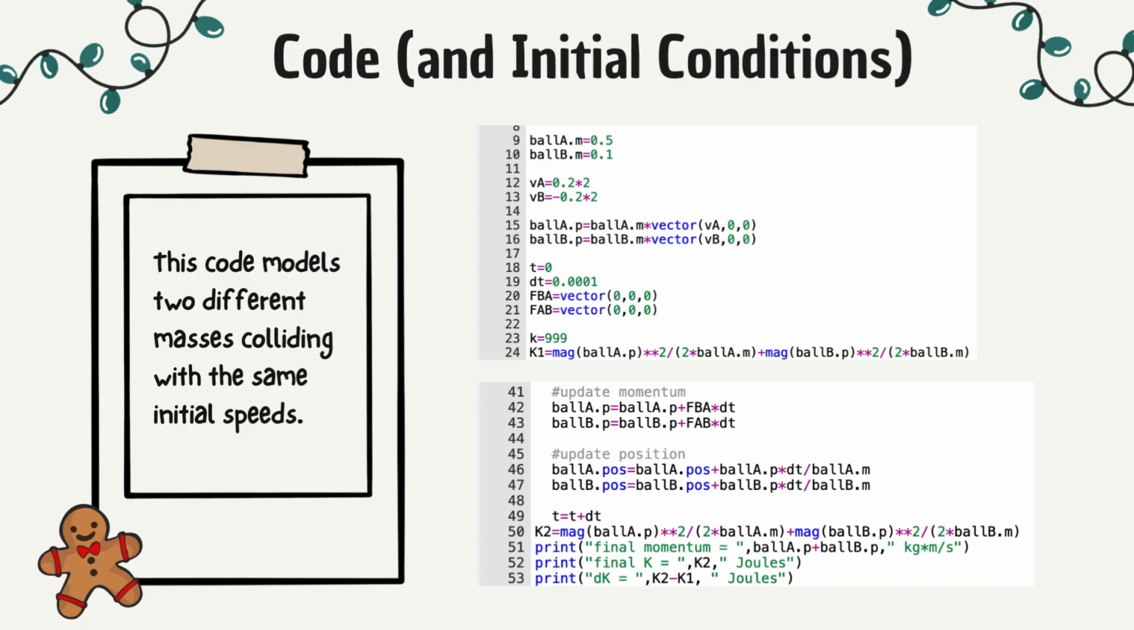Then I decided to code this and use GlowScript to find the theoretical results. This code that I created models two different masses that are colliding with the same initial speeds. I initialized one mass to be 0.5 and the other mass to be 0.1, so they differed like in my real experiment. Both were moving at the same speed, just in opposite directions toward each other.